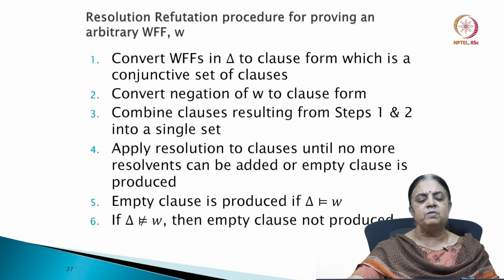So the first step that you need to do is to eliminate the implication. How do you eliminate the implication? P implies Q is equivalent to not P or Q. Then you reduce the scope of the negation. If you have negation of P and Q, it's equal to not P or not Q. That's De Morgan's theorem. And then you convert to CNF by using associative and distributive laws.